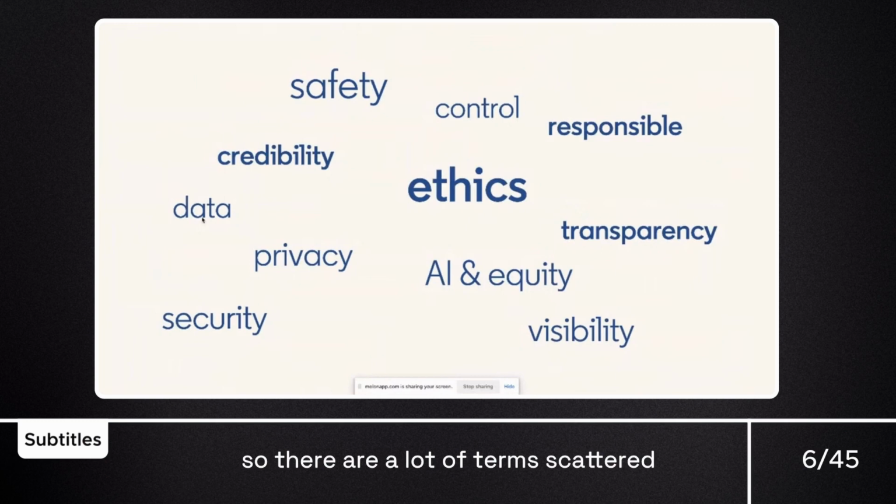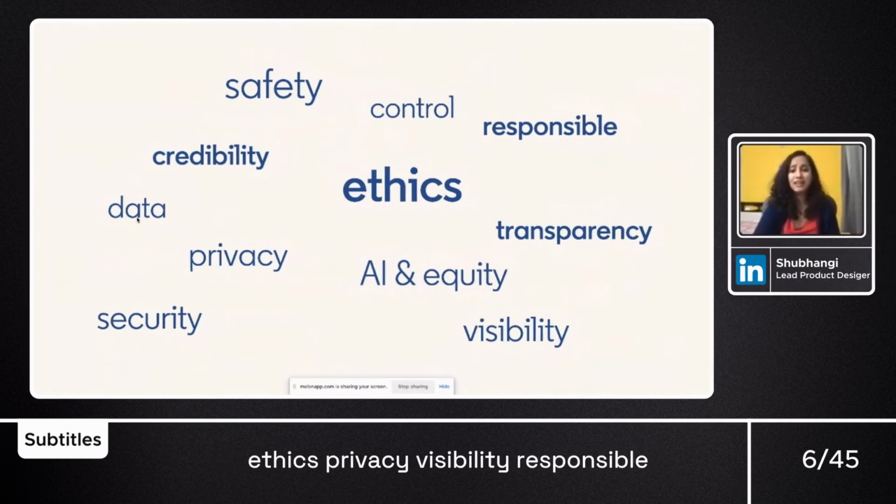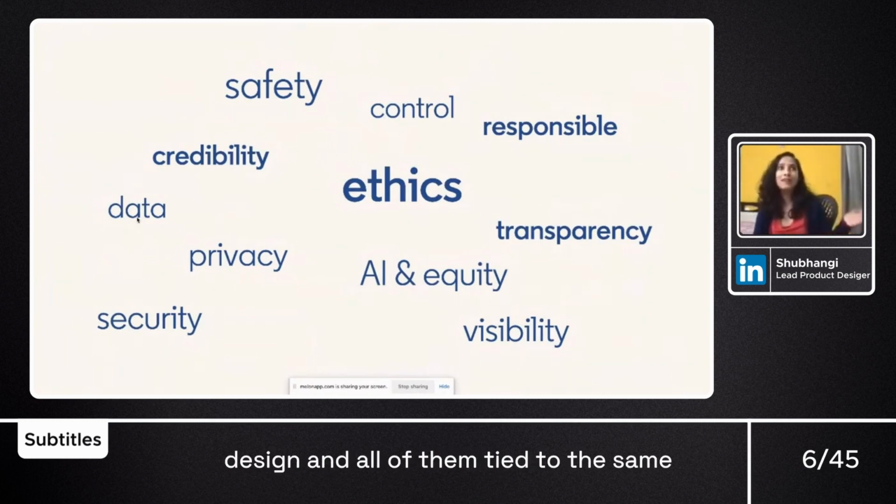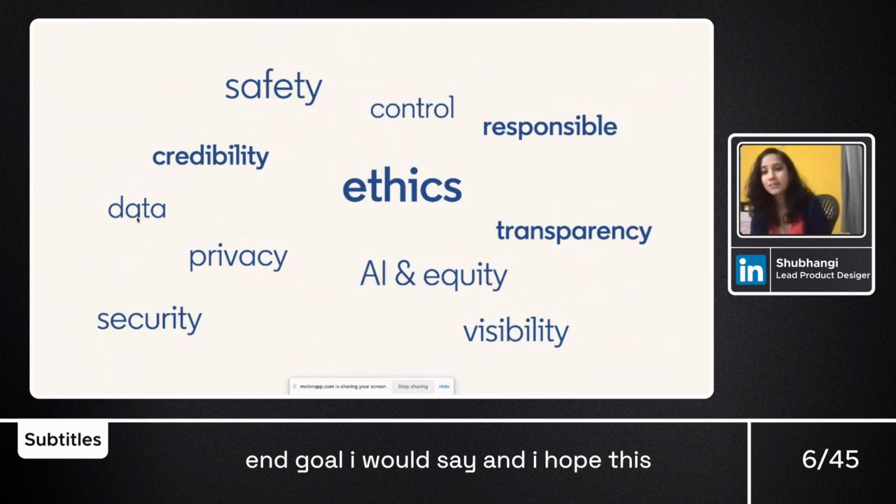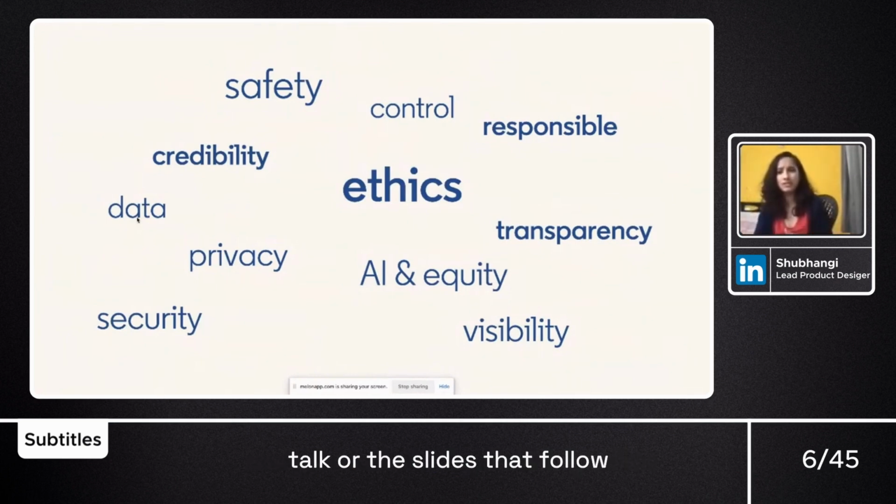So there are a lot of terms scattered around when we talk about trust or design for trust. There's safety, ethics, privacy, visibility, responsible design, and all of them tie to the same end goal, I would say. And I hope this talk or the slides that follow help you understand and debunk some of these terms.